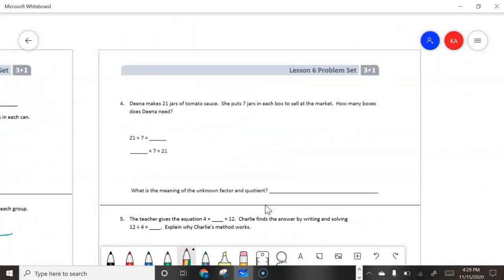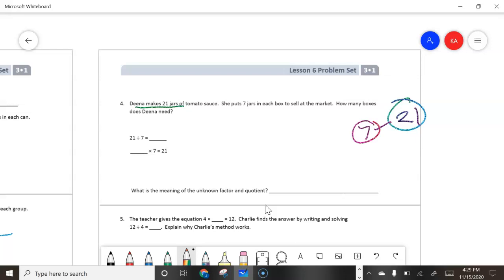Okay, number 4. Dina makes 21 jars of tomato sauce. She puts 7 jars in each box to sell at the market. How many boxes does Dina need? Okay, I know that there is a total of 21. I know she puts 7 jars in each box. So that means that's a group of 7. How many boxes does Dina need?